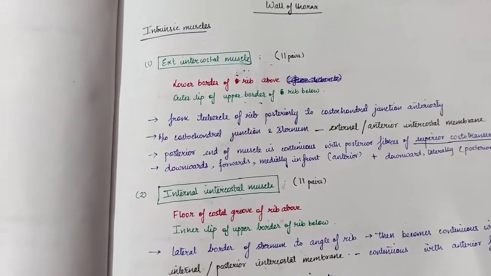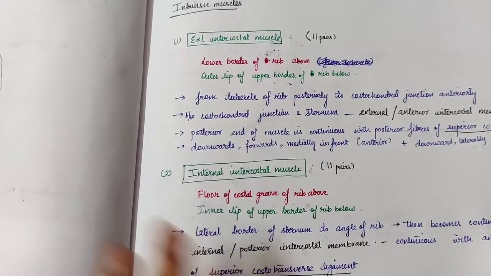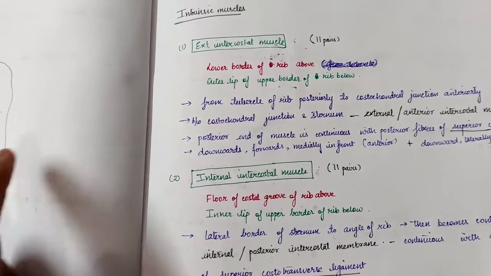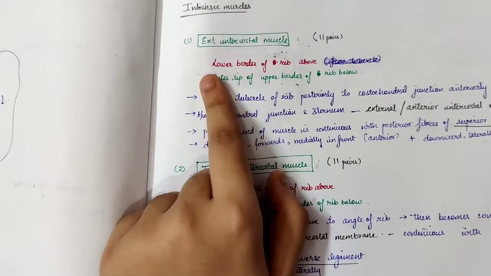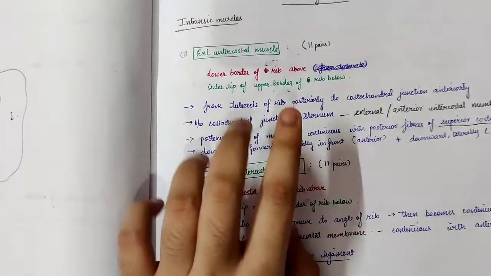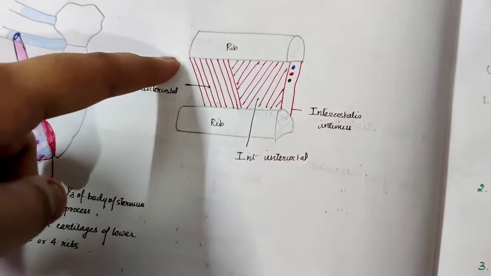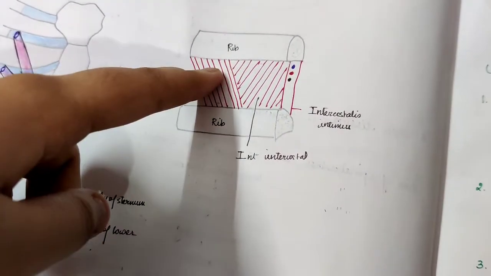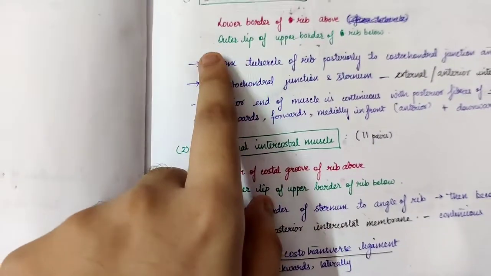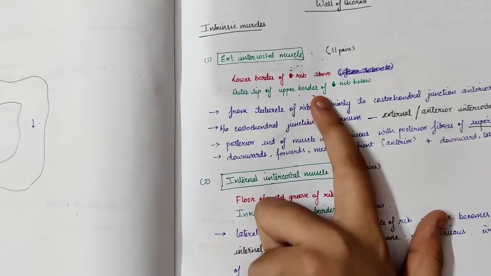Now let us see the extensions and the origin and the insertion. So the origin of intrinsic muscles occurs at the lower border of the rib above. Okay, so we have the lower border of the rib, the origin occurs, and the insertion occurs in the outer lip of the upper border of the rib below.